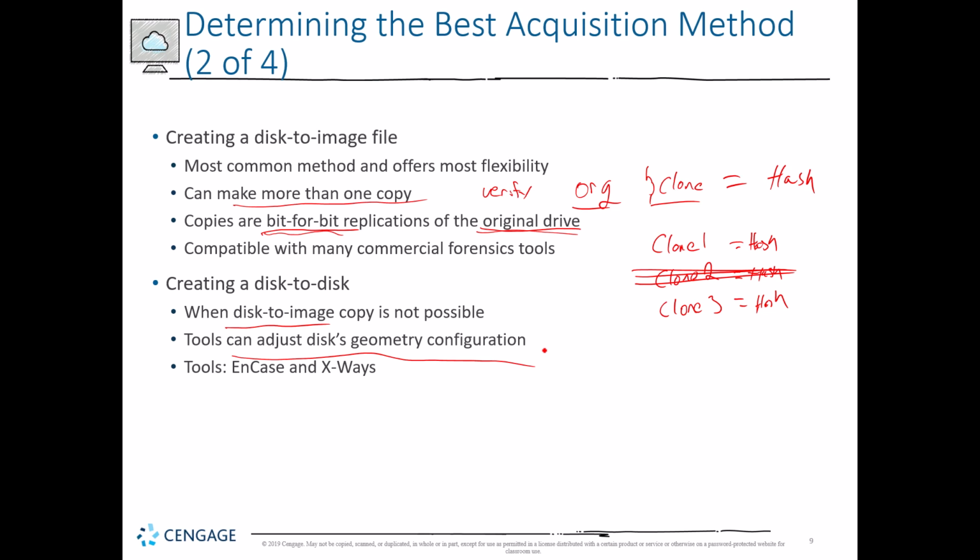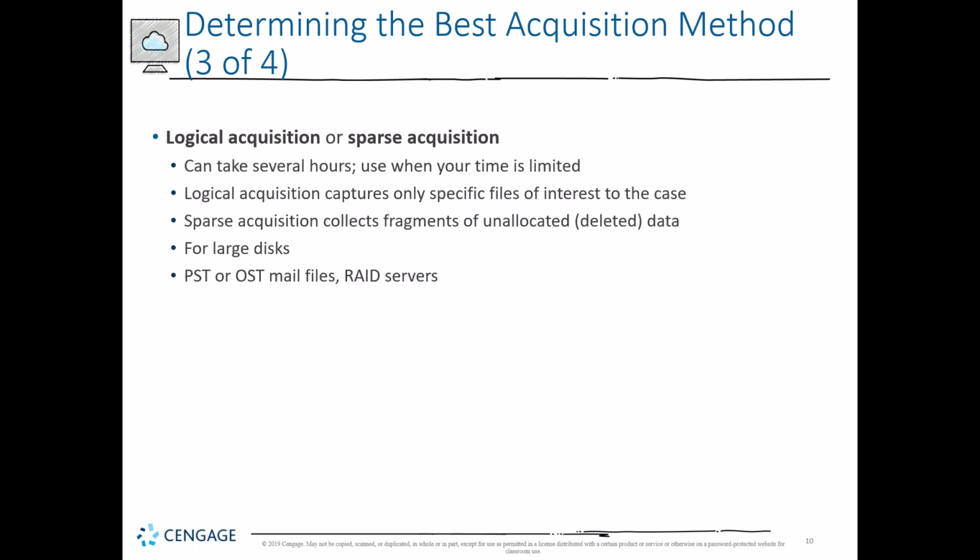You can go smaller, you can't go bigger. And tools that are out there that do this are Encase and Xways. And again, Encase is kind of more going out because it's the proprietary of their software. And it's not that it's bad, it's just because of the proprietary portion of their software, you're seeing Encase less and less. So now let's talk about the logical acquisition or the sparse acquisition.